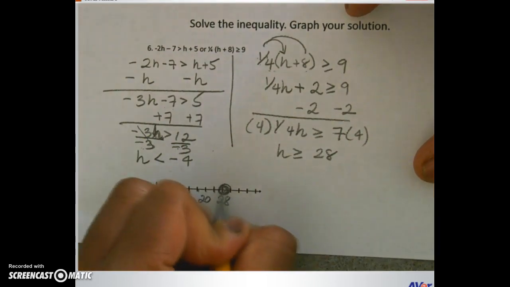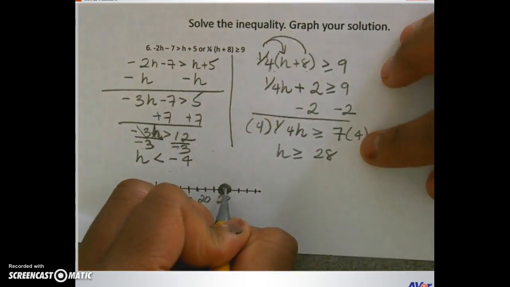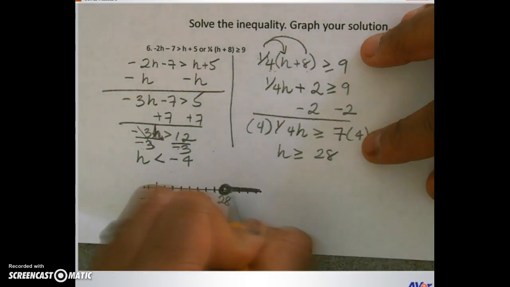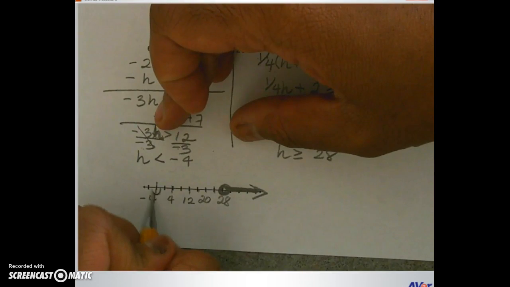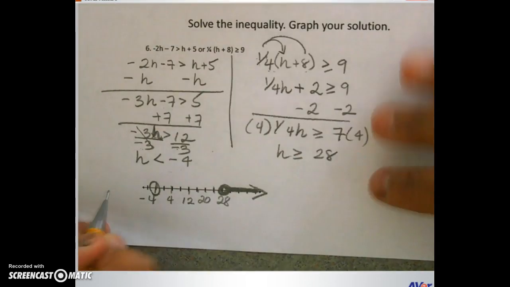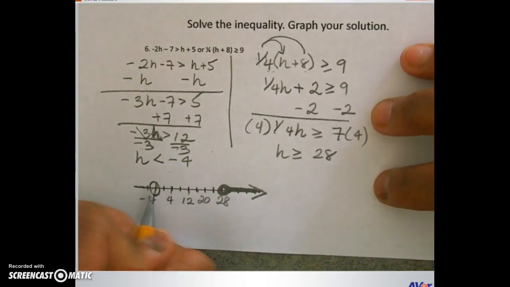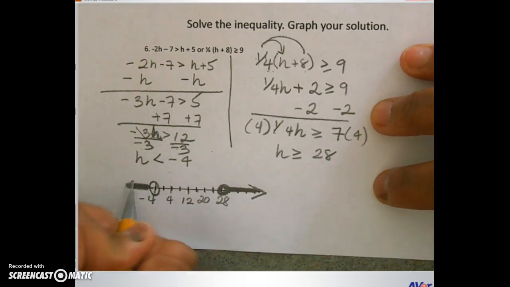So I'm going to make this one at 28 closed, and I'm going to shade to the right. And at negative 4, I have an open circle, and I am going to shade. I know you've been waiting for me to do this all lesson long. To the left, to the left, to the left.